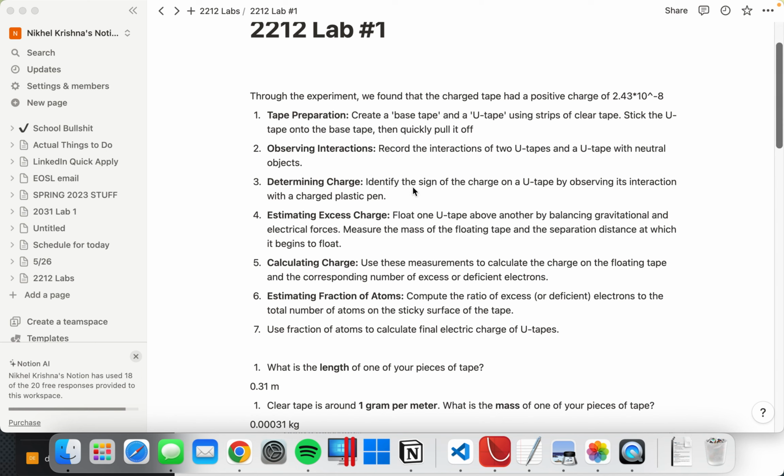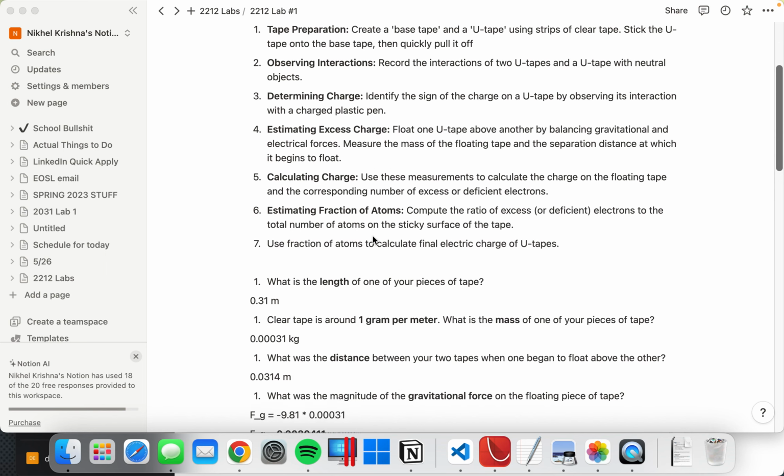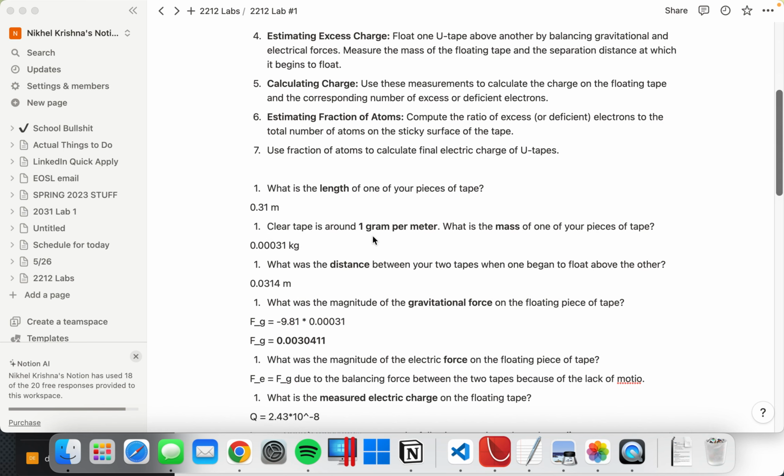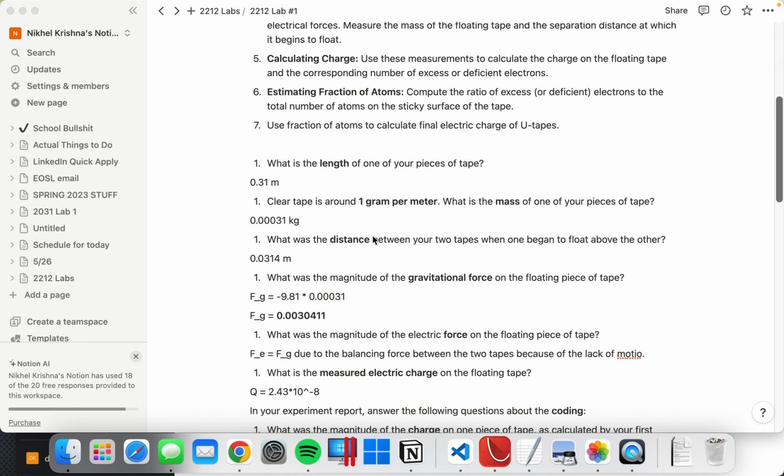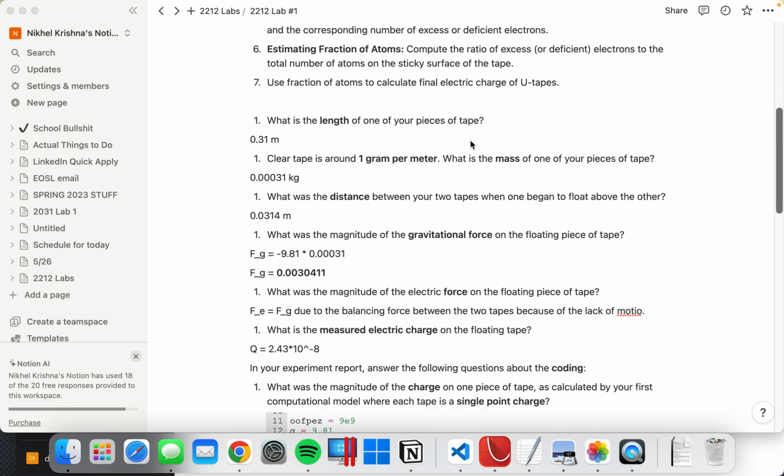We determine the charge of the tape with a regular pen. Then we want to estimate the excess charge by floating a U tape above another and balancing the different gravitational and electrical forces between them. We use this to calculate the charge via calculating the excess electrons and the ratio of excess electrons to the total number of atoms, which will allow us to compute the final charge.